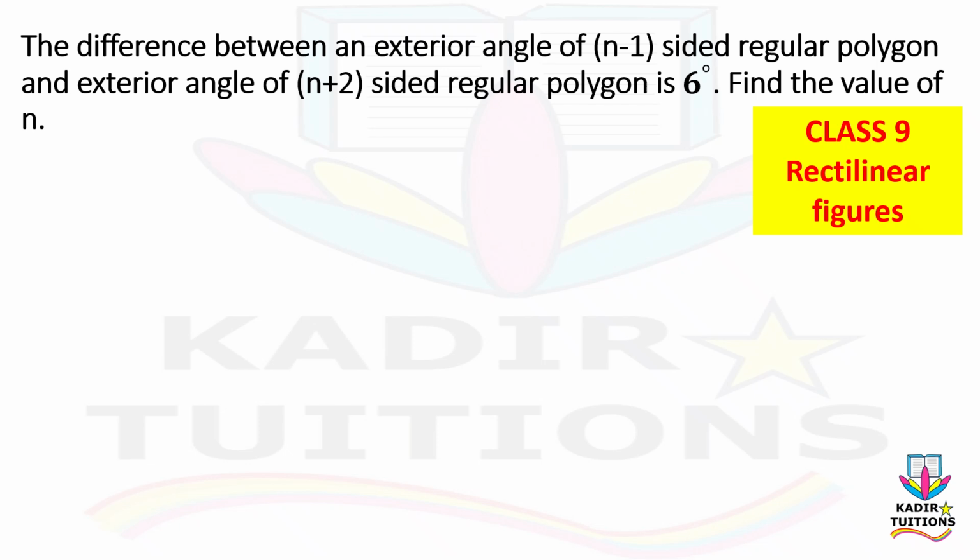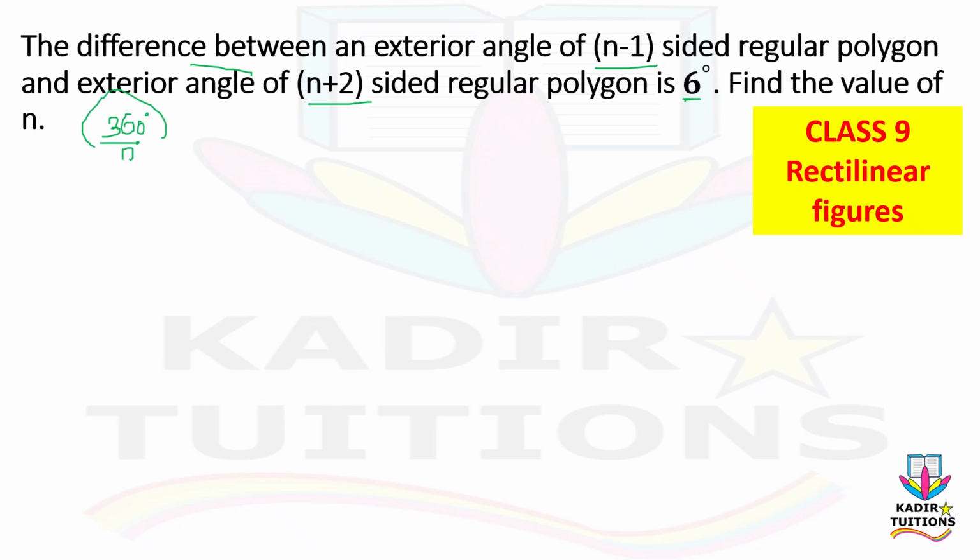Hello everyone, here the question is: the difference between an exterior angle of an n-1 sided regular polygon and the exterior angle of an n+2 sided regular polygon is 6 degrees. So they are talking about the exterior angle of a regular polygon. So we know the formula. What is the exterior angle of a regular polygon? It is 360 divided by n.